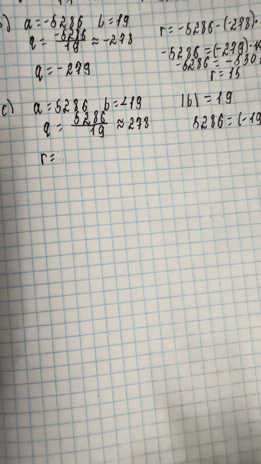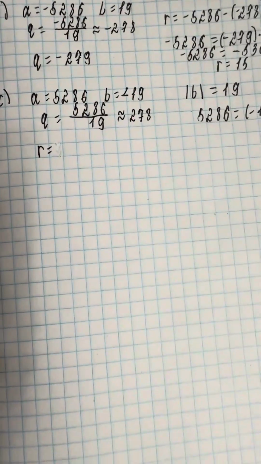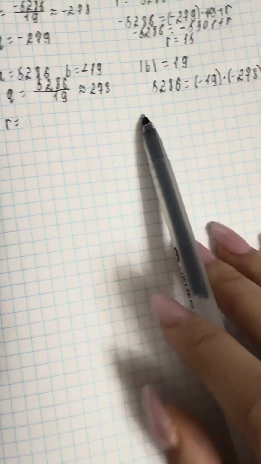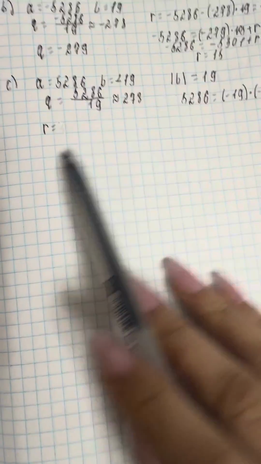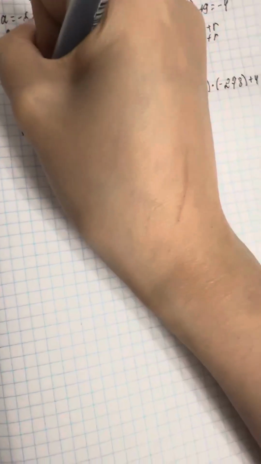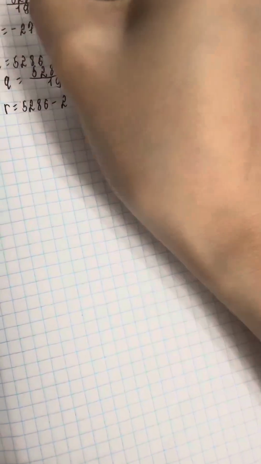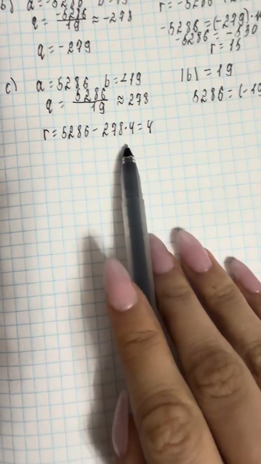In C, we're given A, 5,286 and B negative 19, and B is negative, and the remainder R condition uses the absolute value of B. The absolute value of B is equal to 19, sorry, and we find the Q and round it to 278, and find R equal to A minus Q multiplied by B, and this is equal to 4.